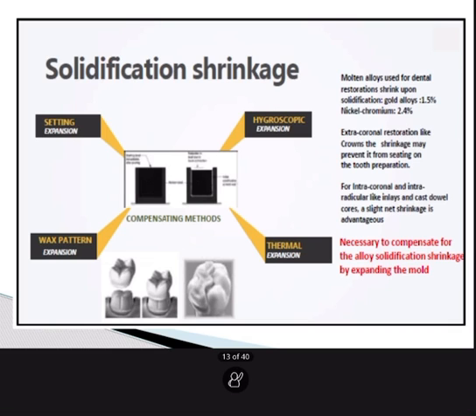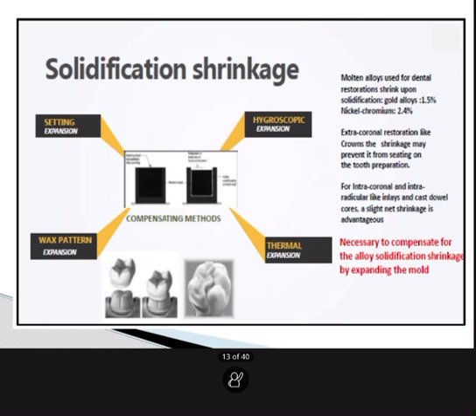It is such a small casting that you are not able to fit it on your tooth preparation. For intracoronal or intraradicular restorations, like inlays and cast dowel and cores, if there is a slight shrinkage, it will be advantageous or even acceptable. So it is necessary to compensate for the solidification shrinkage by expanding the mold. Now, how can you expand the mold?